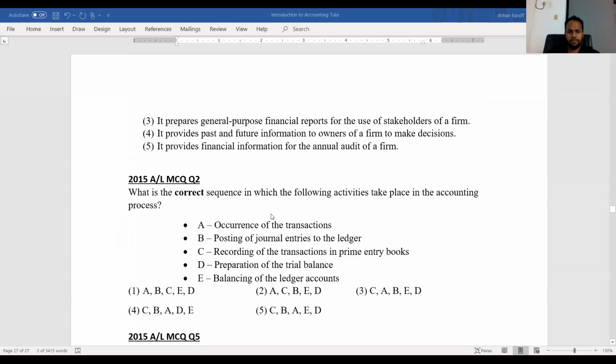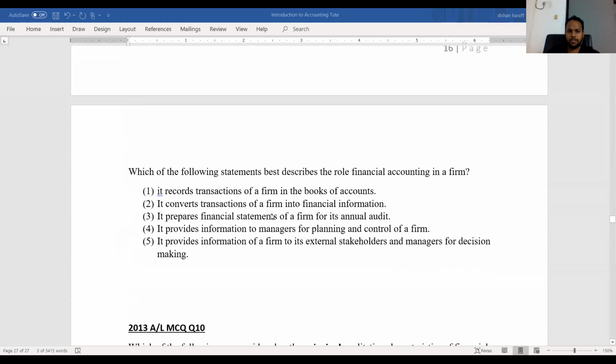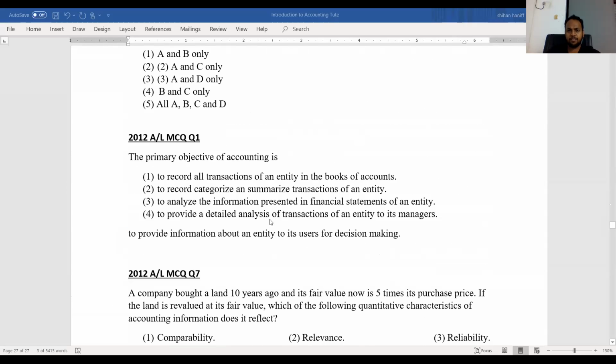So likewise, we have some questions, and I'll share this with you. You can all download it and do these questions. This same material will be in the Google Classroom MCQ session. This week's MCQ session, I will be doing this chapter.